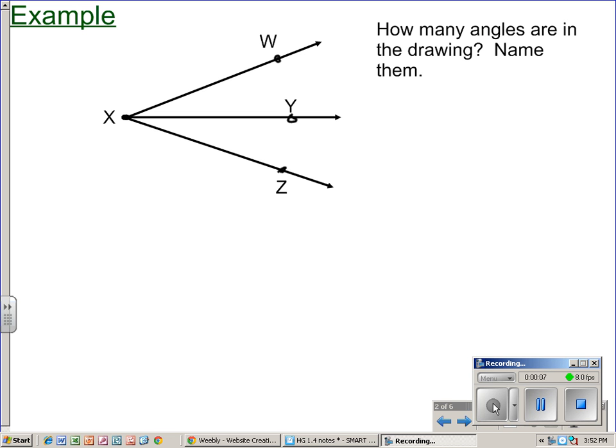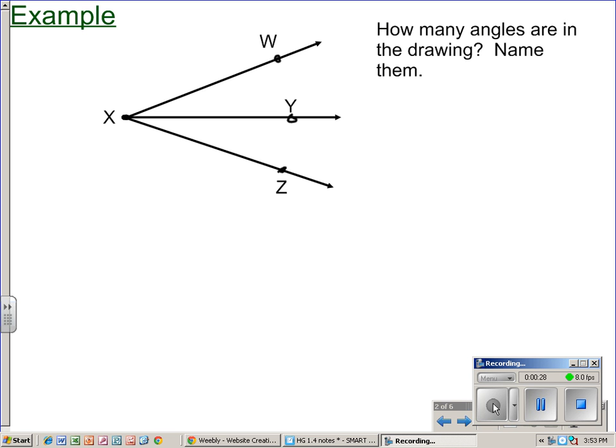So the first example that we came across, we're talking about angles. The first example was how many angles are in the drawing. So if you look at this picture, again, when you're doing these at home, I really want you to try these on your own. So hit pause, try to answer them, hit play again, and we'll go through it.